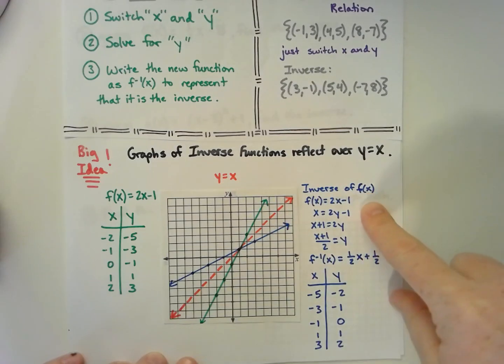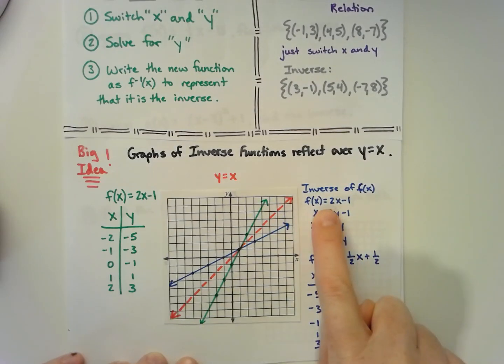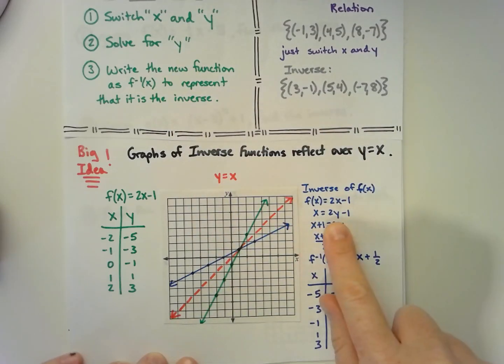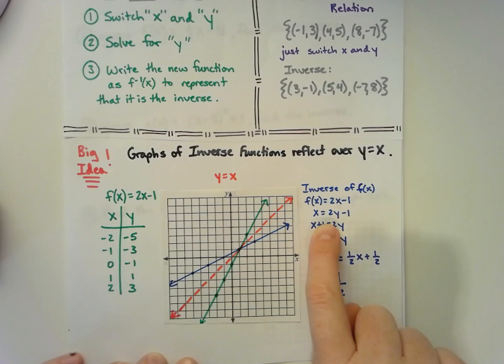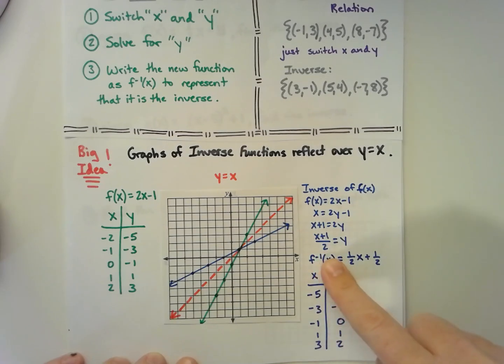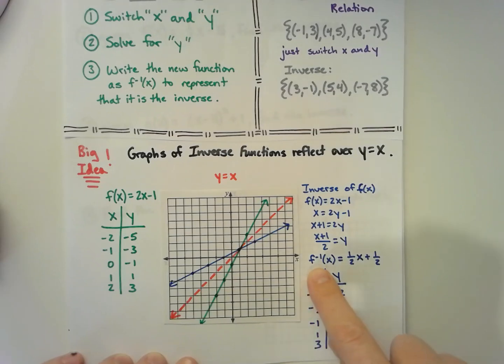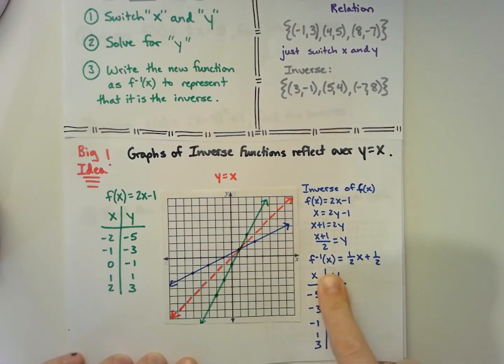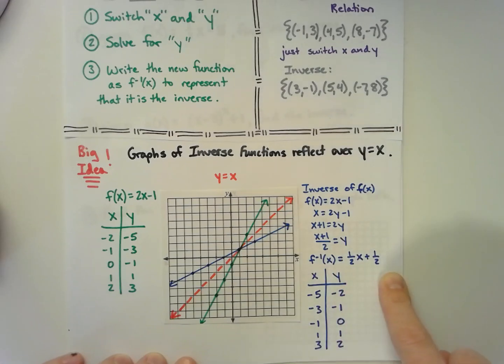And then I found the inverse of f of x. So I used my original function, and then following these steps we just wrote down, I switched x and y, so literally just switch where they are written. Then I solved for y, so I added the 1, and then I divided both sides by 2. But then I rewrote the function with the inverse notation. So f to the negative 1 notates that this is the inverse of this original function. It's no longer the original. And then I just wrote it out as 1 half x plus 1 half.